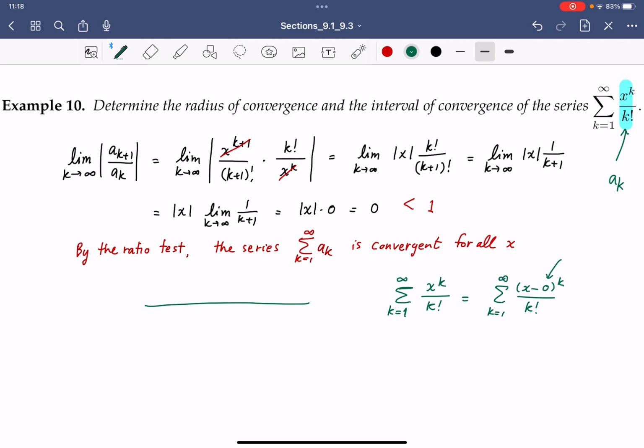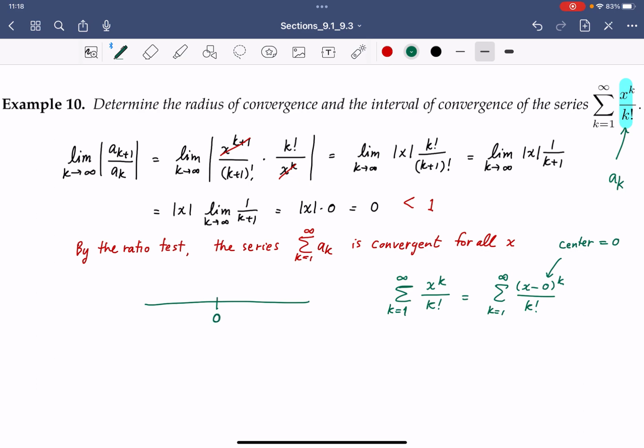Here you have center at 0, right? So what happened here is, you actually know that when x equals 0, this is at your center. So it's actually convergent here for sure. When x equals 0, it's convergent for sure. But by the ratio test, you can conclude that it converges everywhere, not just at 0. So this is the case that the series is convergent for all x.